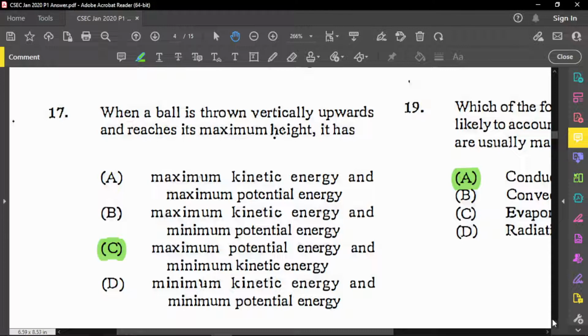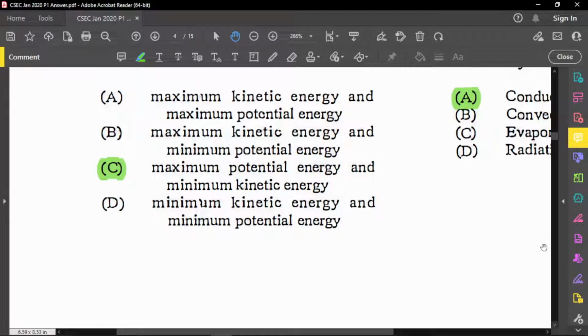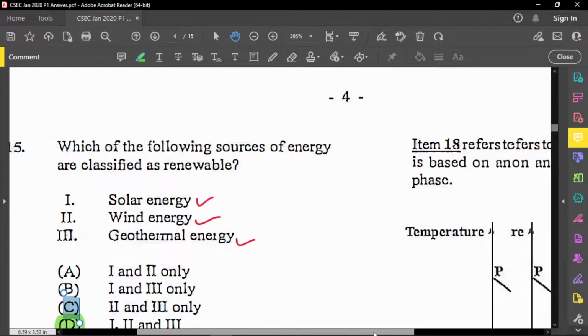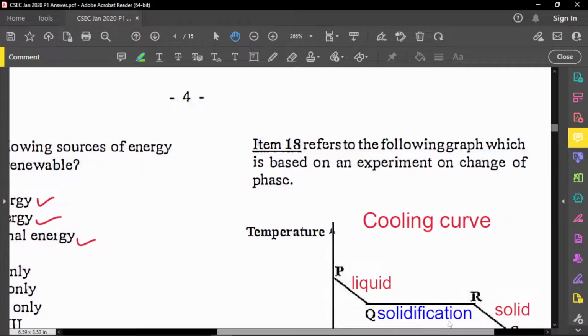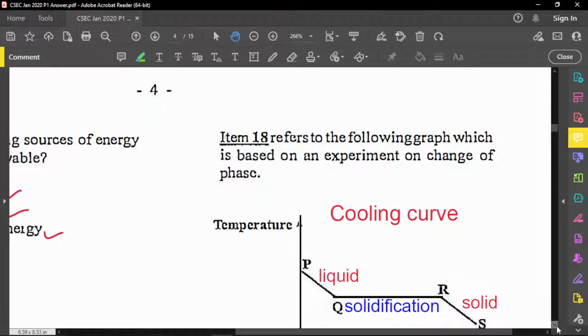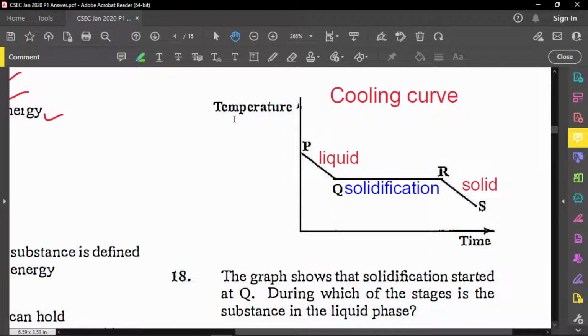For question number 18, I think that one is on top of the page. Let's slide up real quick. Question number 18, absolutely. Item 18 refers to the following graph, which is based on an experiment on the change of phase. I make some notation right here, and we're going to go through each of them. You have temperature here, and you notice that the graph is going down. That means temperature is decreasing, which means it is cooling. So this is a cooling curve, and it cools with time. Decreasing temperature means it's cooling.